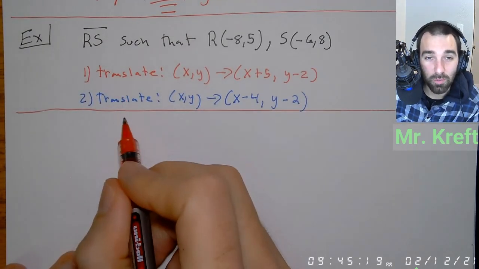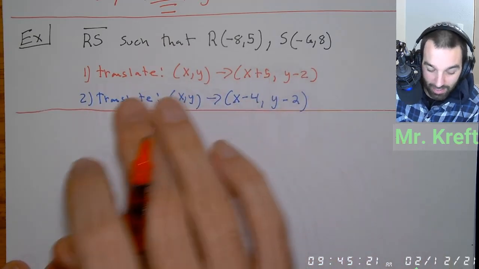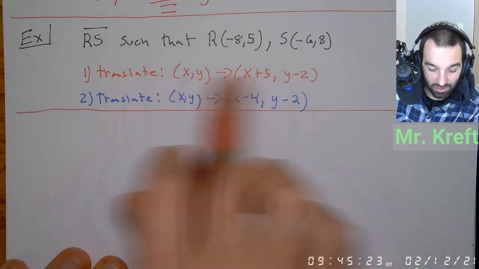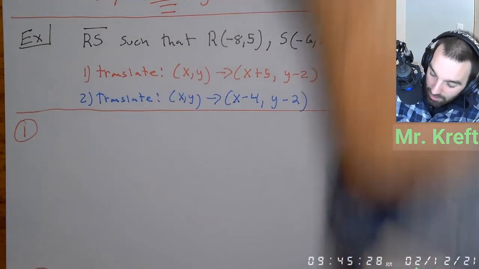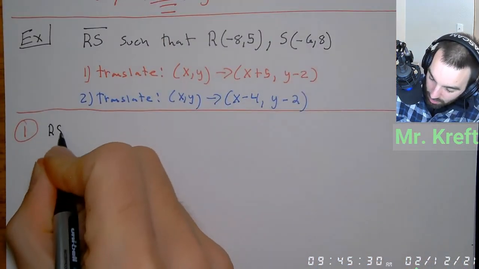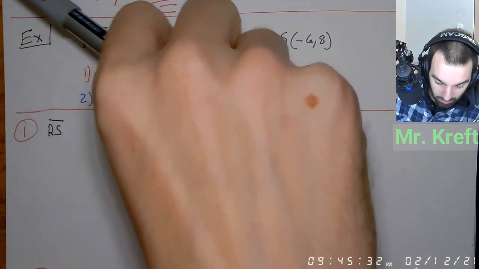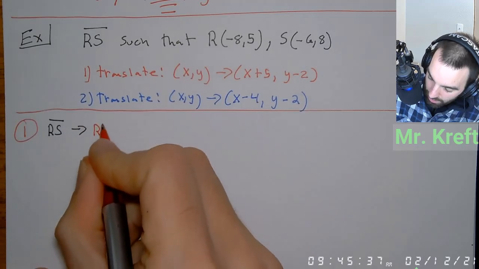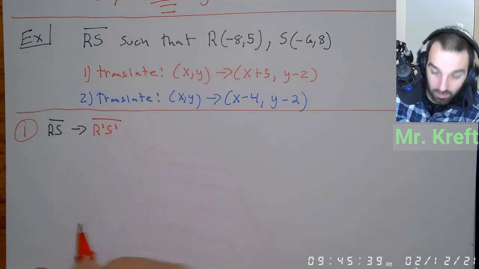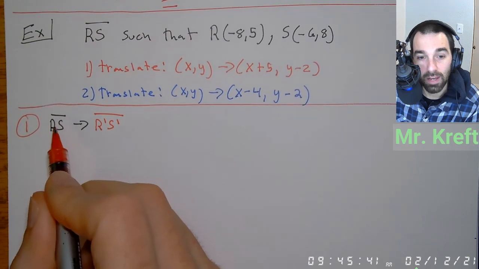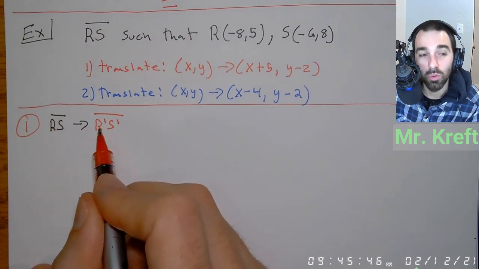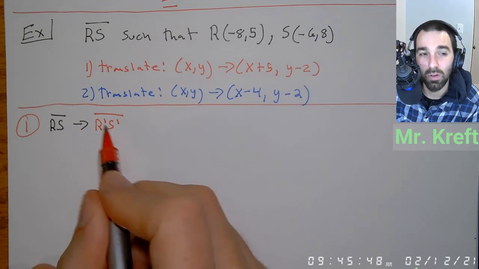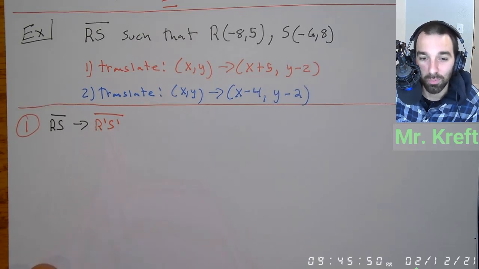So, we have two transformations. We have to go in order. That means I have to do this first translation first. So, I have to do number 1 first. And what's happening here is I'm taking my original and going to R prime, S prime. I'm going from my original segment RS to my new segment R prime, S prime.